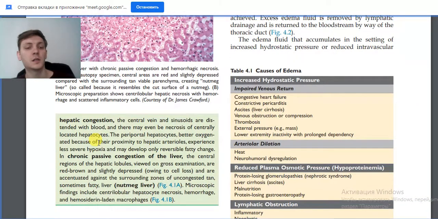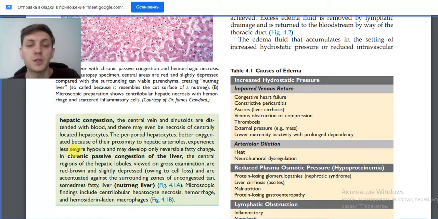For example, we have acute hepatic congestion. The central vein and sinusoids are distended with blood, and there may even be necrosis of centrally located hepatocytes. The periportal hepatocytes, better oxygenated because of their proximity to hepatic arterioles, experience less severe hypoxia and may develop only reversible fatty change.